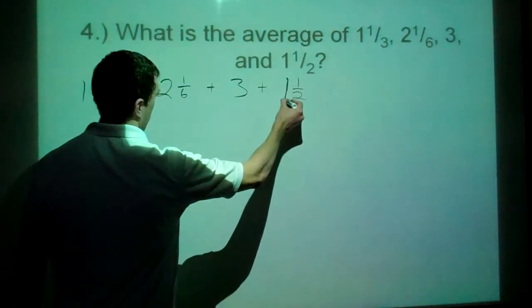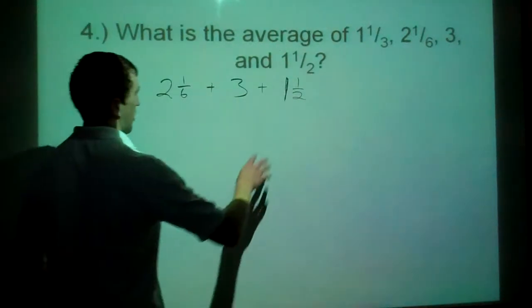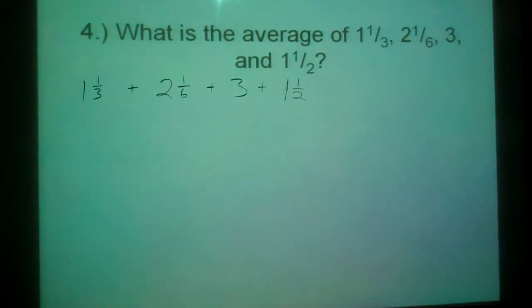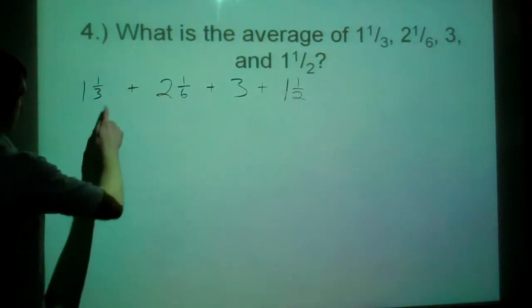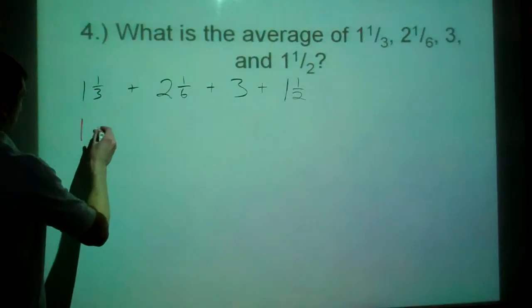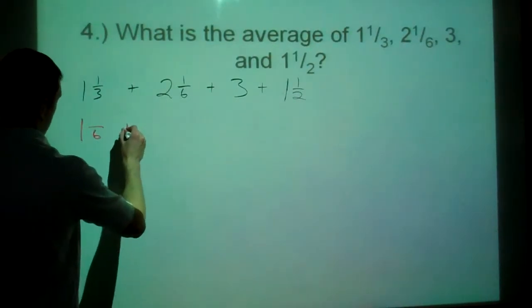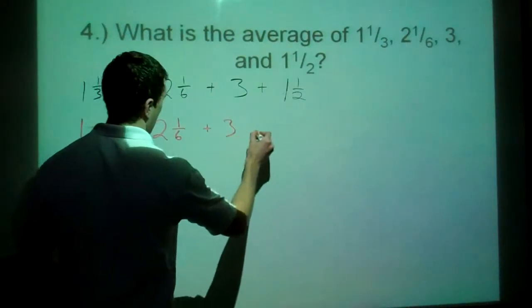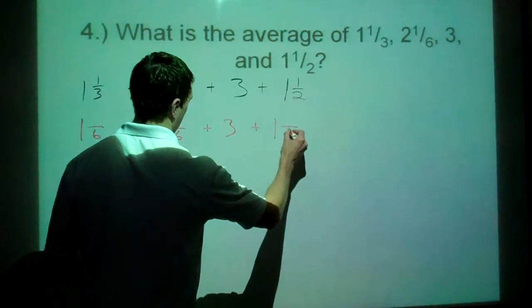Lots of different ways to do this too. But I'm going to show you probably one of the more quick ways. We do need a common denominator here because we have fractions. And I say we use a denominator of 6, probably the easiest one to use. This one already is a 6, and then we've got 3 and 2 that do go into 6. So we need 1 and something over 6 plus 2 and 1/6 plus 3 plus 1 and something over 6.